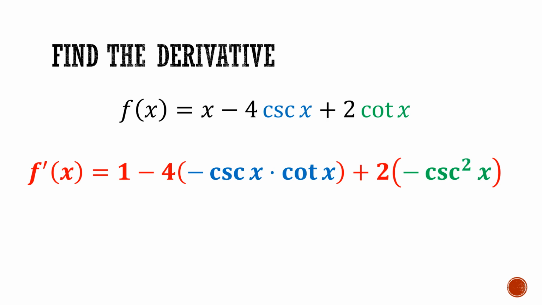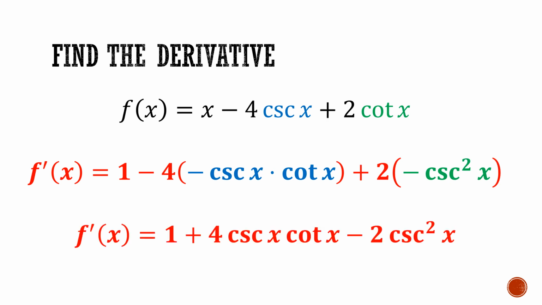Now when I clean this up to make it look nicer, I'm going to have 1 plus, because I had 2 negatives, 4 cosecant cotan, minus 2 cosecant squared x.